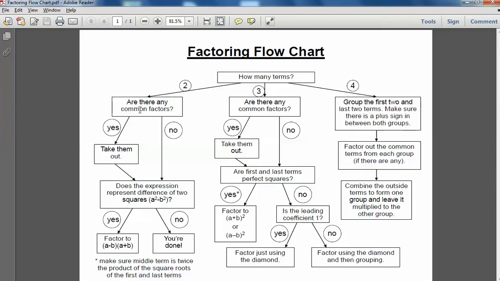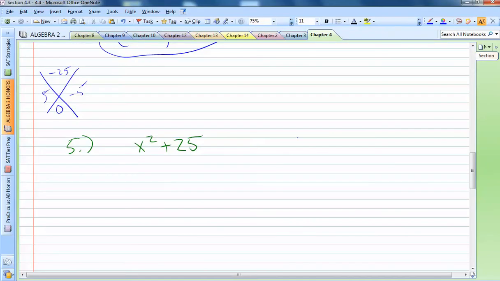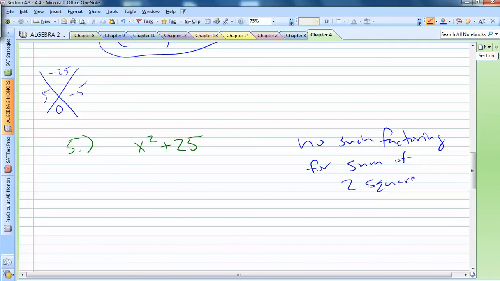So yes, we have 2 terms, no common factors, but it's not a difference of 2 squares, it's a sum of 2 squares. There's no such factoring for a sum of 2 squares. Just can't be done. Or no such factoring rule. Unless you pull out some common factors, that's fine. Like if you had 2x squared plus 50, I could factor out a 2. But in this case, we're done, so we'll say it's prime, because that can't be factored.